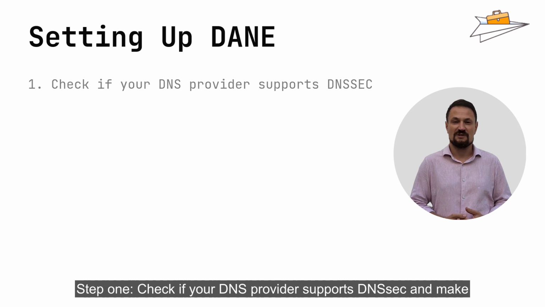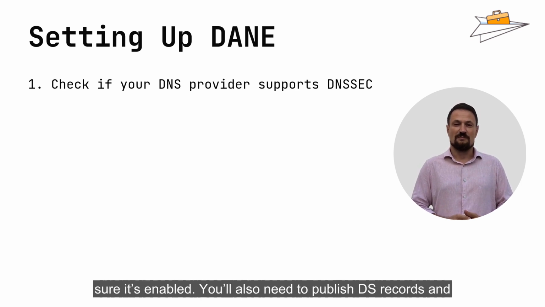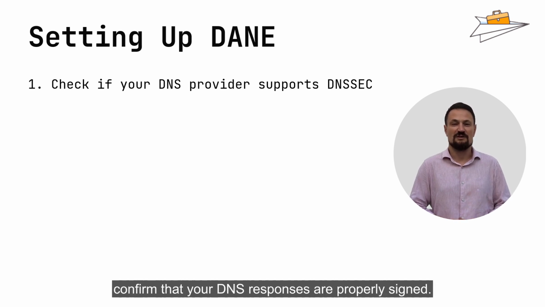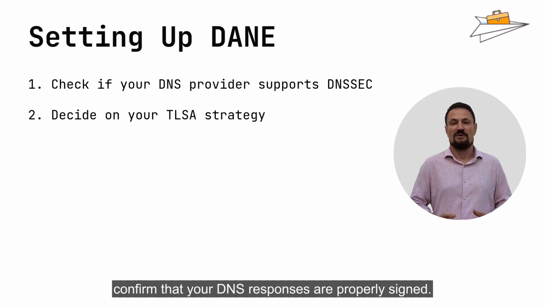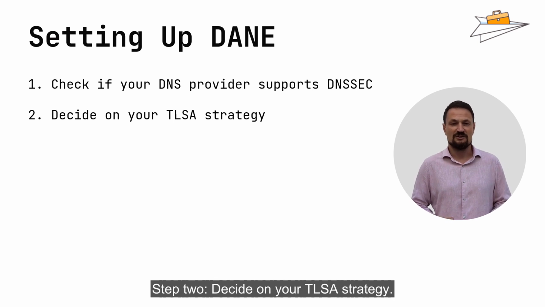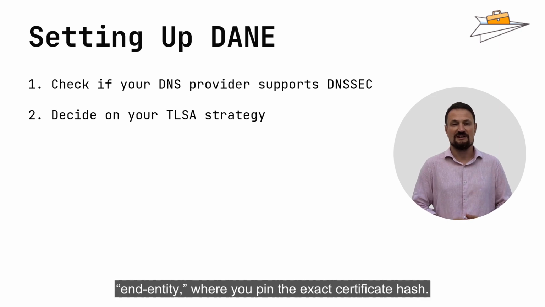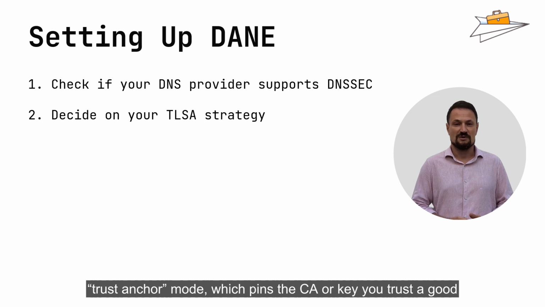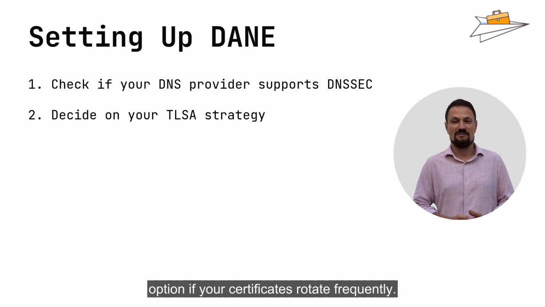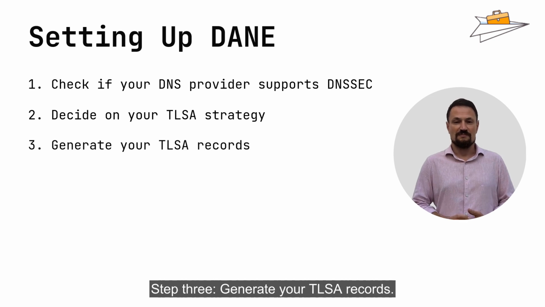Time to go over how to enable DANE for your domain. Step 1. Check if your DNS provider supports DNSSEC and make sure it's enabled. You'll also need to publish DS records and confirm that your DNS responses are properly signed. Step 2. Decide on your TLSA strategy. The simplest option is end entity, where you pin the exact certificate hash. Alternatively, you can use the trust anchor mode, which pins the CA or key you trust, a good option if your certificates rotate frequently.